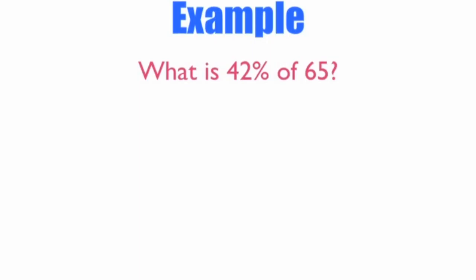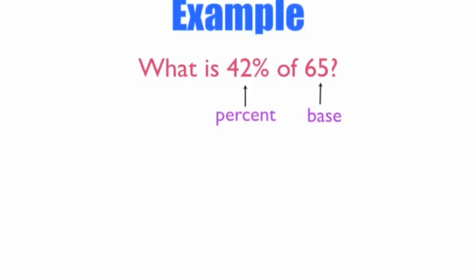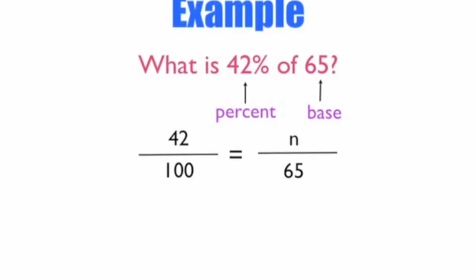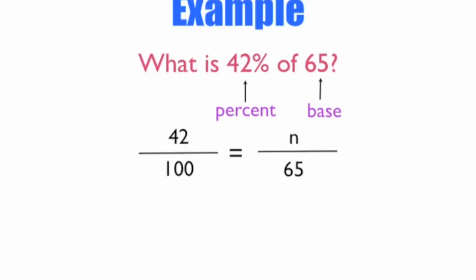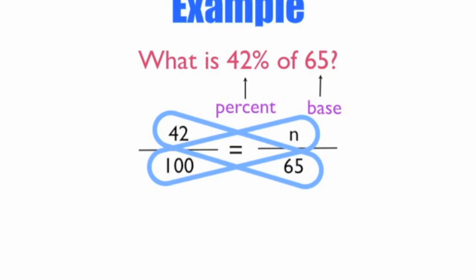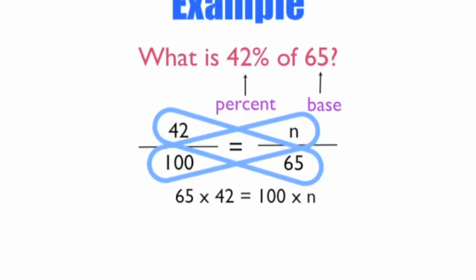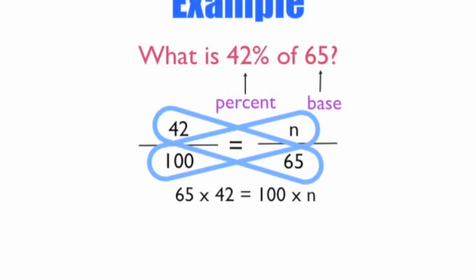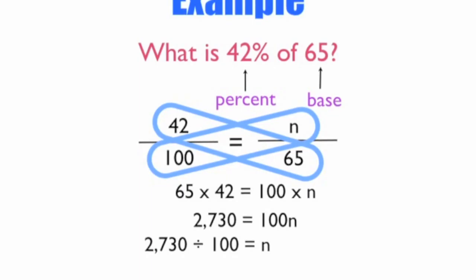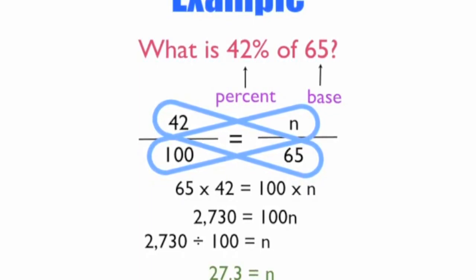42 is the percent and 65 is the base. Plug these numbers into the proportion to give you 42 over 100 is equal to n, which is the amount, over 65. Cross multiply the two ratios to give you 42 times 65 is equal to 100 times n. Multiply 65 by 42 to give you 2,730 equals 100n. Divide by 100 to give you an answer of 27.3.